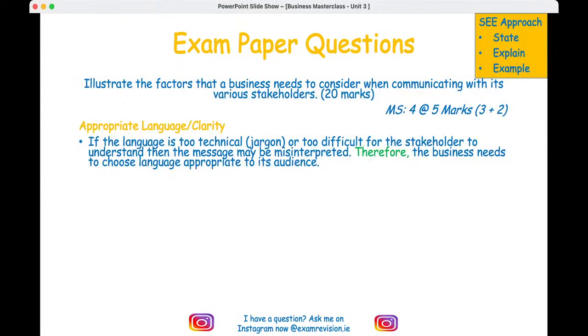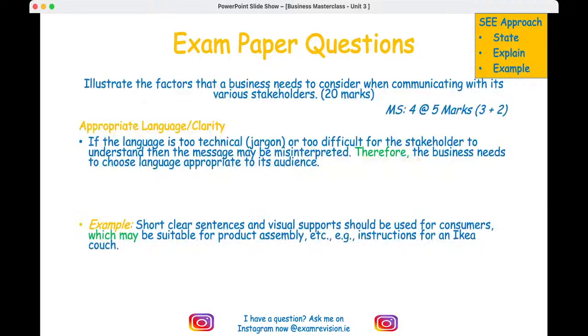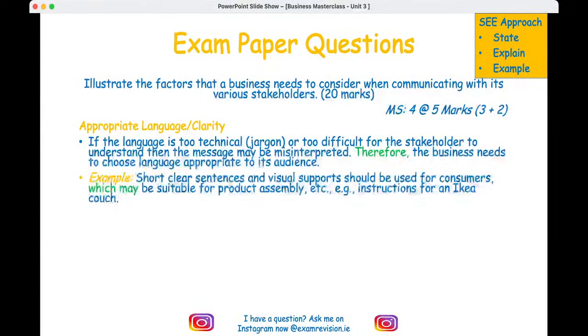Appropriate language and clarity. If the language is too technical or too much jargon is used, then the stakeholder mightn't understand, and the message could be misinterpreted. Therefore, the business needs to choose language appropriate to its audience. Example: short, clear sentences and visual supports should be used for consumers, which may be suitable for product assembly. Example: instructions for an IKEA couch. Okay, so you're just making up an example there. But that's perfect. If it was your world, you could give examples like instructions for downloading a new app, or instructions for making a video, or setting up something.